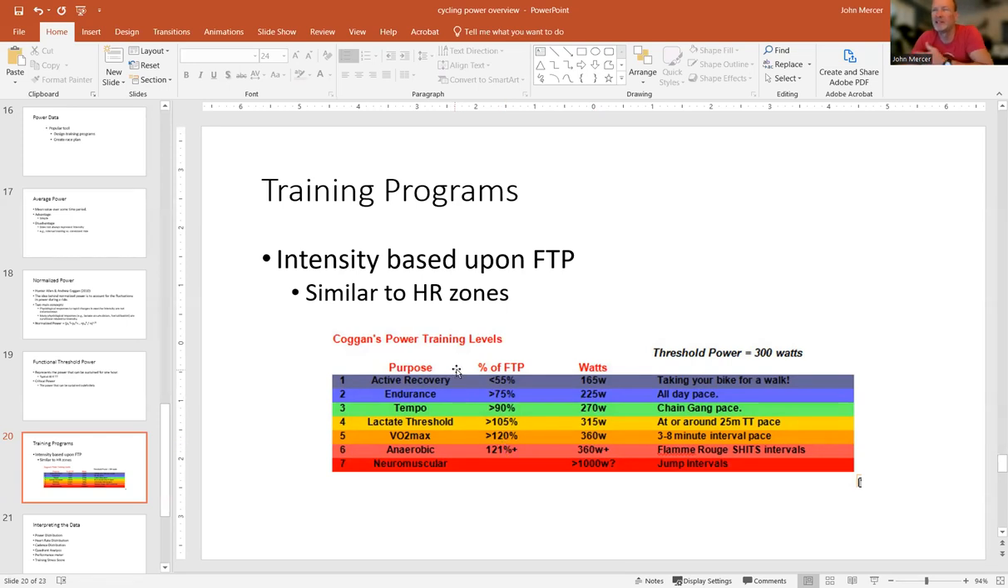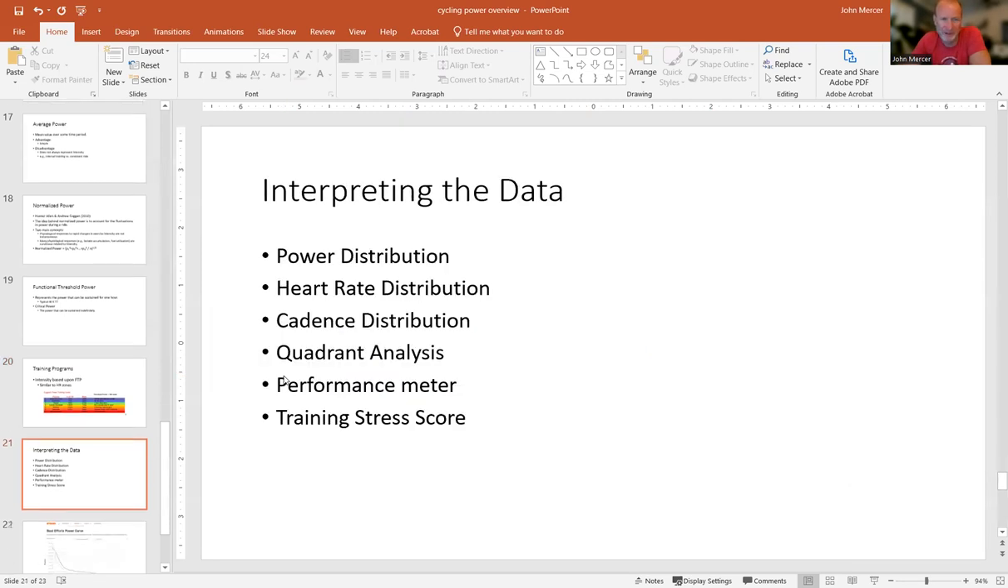FTP. And then that is telling you which energy system that ultimately you are stressing. So this, again, just an example. And this has probably been modified several times since this came out. This is Coggins Power Training Levels that came out some 15 years ago.